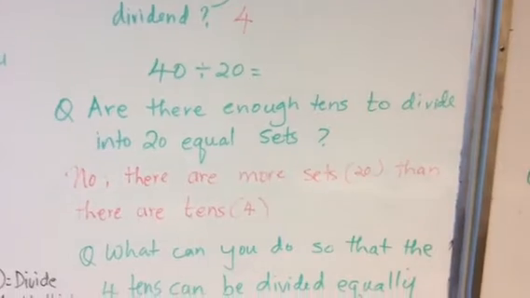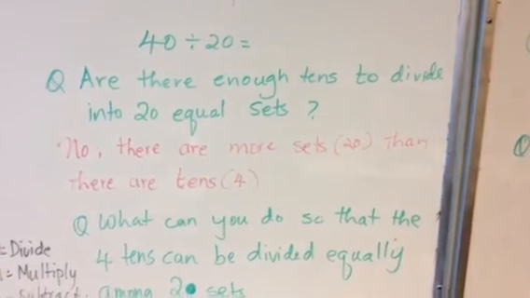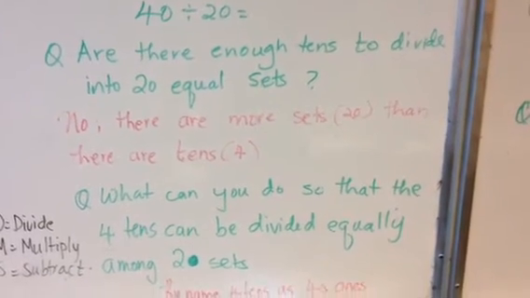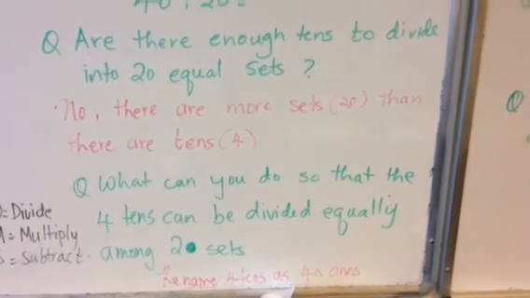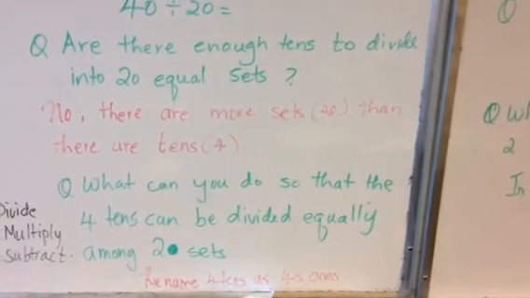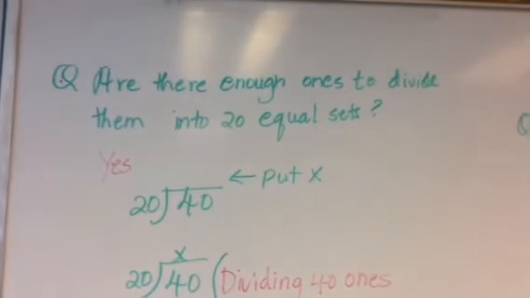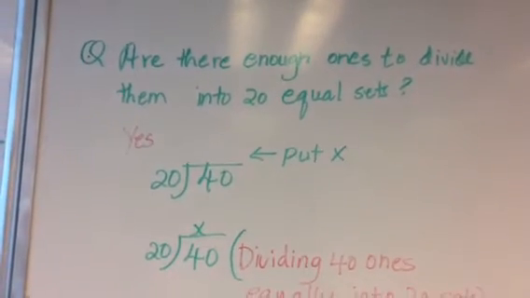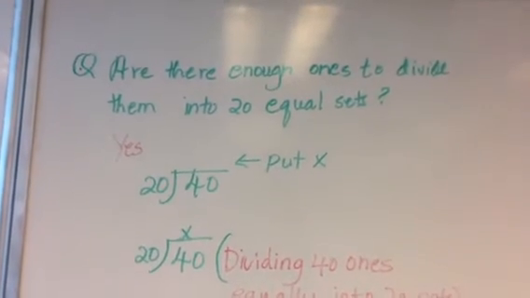So what can you do so that the 4 tens can be divided equally among 20 sets? Rename the 4 tens into 40 ones. So we are not saying 4 tens, but we are saying 40 ones. Now, are there enough ones to divide them into 20 equal sets? Yes. 20 divided into 40, it won't go into 4, but it will go into 40.